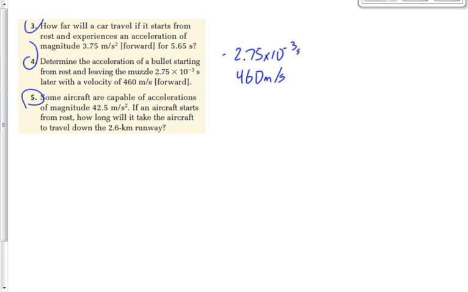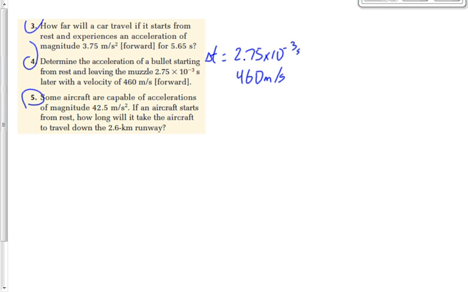What's this? 2.75 times 10 to the negative 3. What does this correspond to? Time is 2.75 times 10 to the negative 3 seconds. What's the 460 meters per second? It's the final velocity. It accelerates from rest to that.